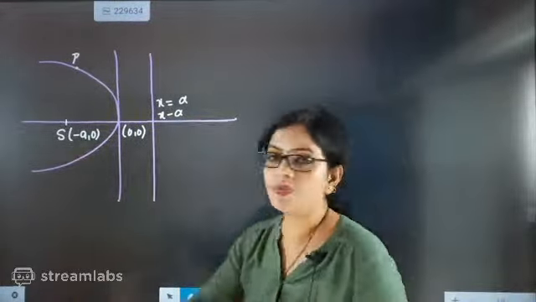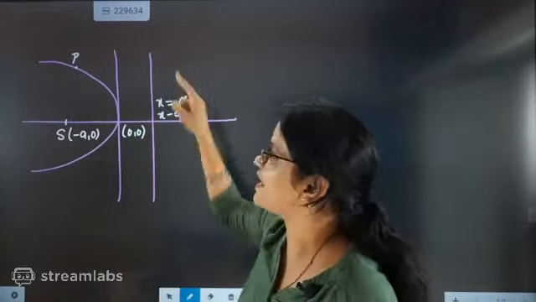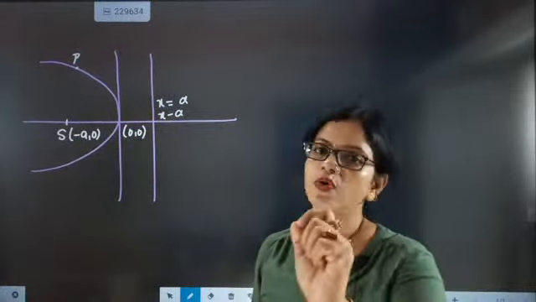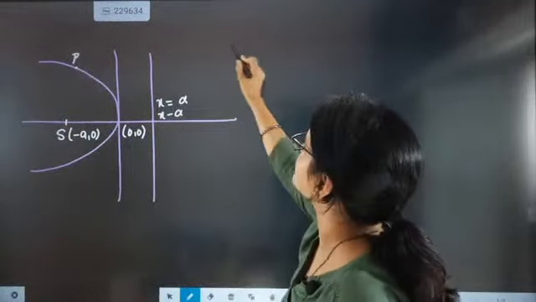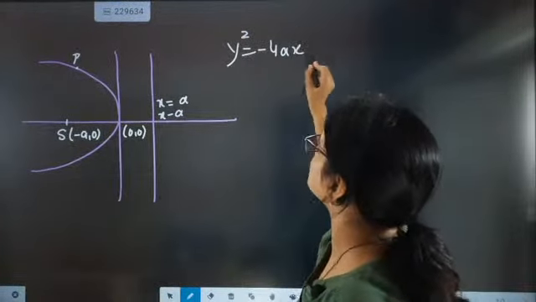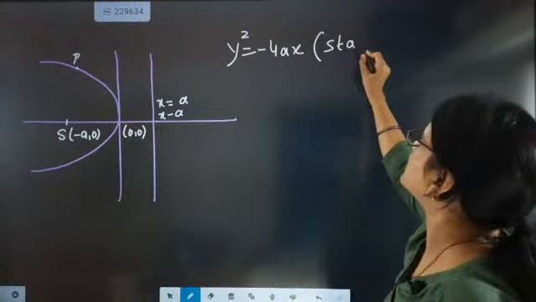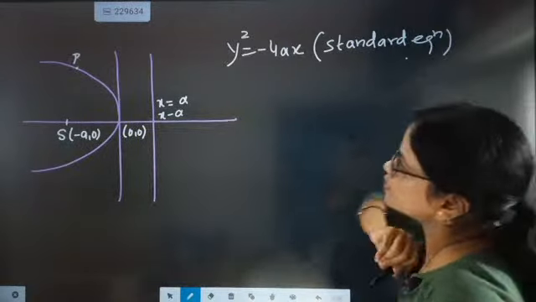First, what will be the equation? When the opening is on this side, the equation was y square equal to 4ax. But now the parabola has shifted to that side. The standard equation will become y square equal to minus 4ax. This is the standard equation for the second case.